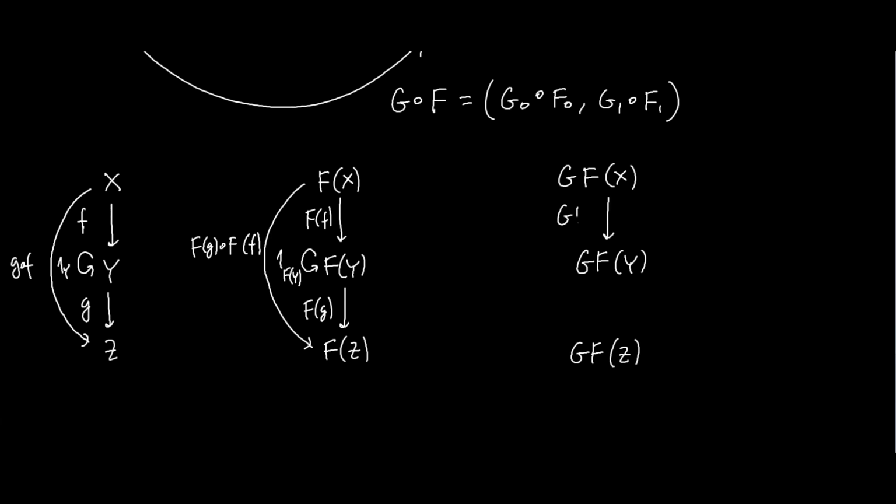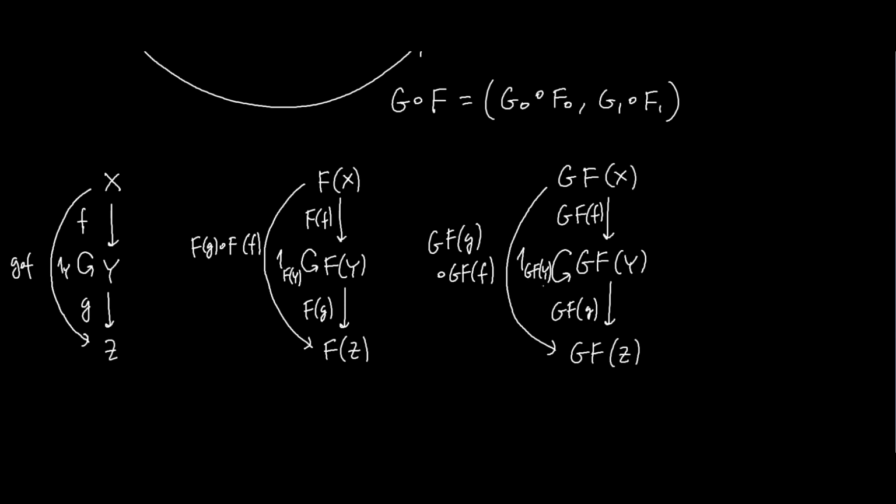And here we'll have g of f and g of f of g. And so because g is a functor, we have a similar picture here where we write g of f composed with g of f of g. And actually, it's the other way around. My apologies. So this is g of f of g composed with g of f of f. And here we have the identity arrow of that g of f of y. And we kind of agree with each other.